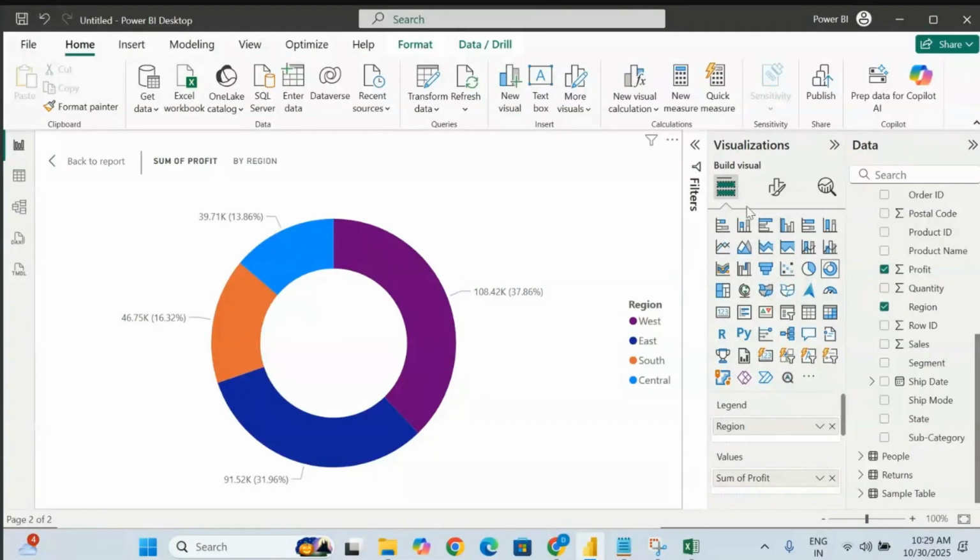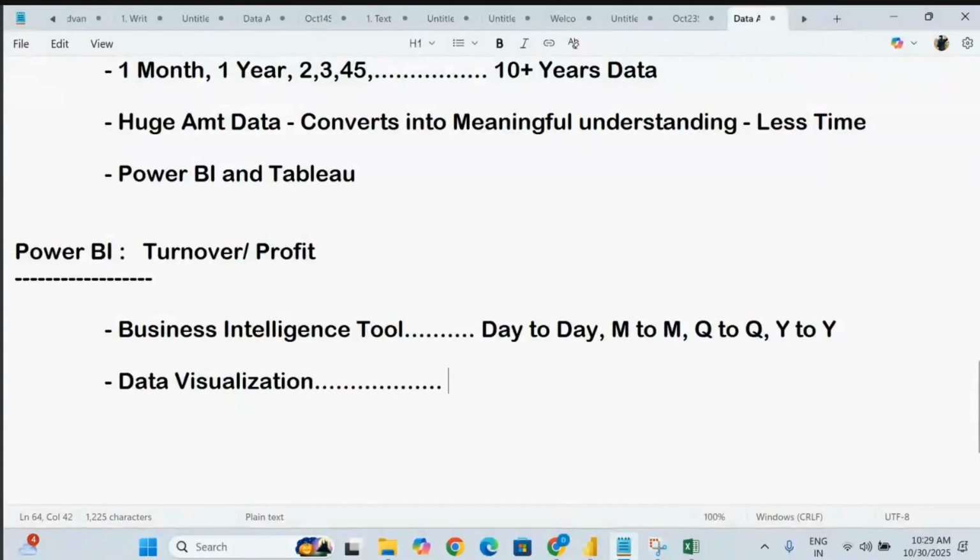Now you have to understand the definition of Power BI. Power BI is data visualization in the form of different charts, different tables and different graphs. That is all you just have to understand. So I'm going to write here: Power BI is data visualization in the form of different charts, different tables and different graphs. These are all the things that you need to understand over here.